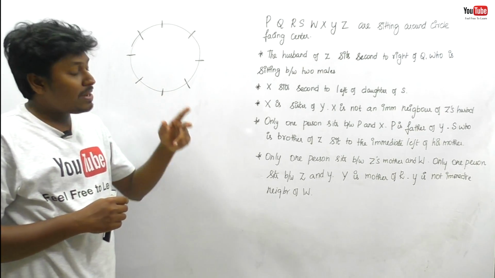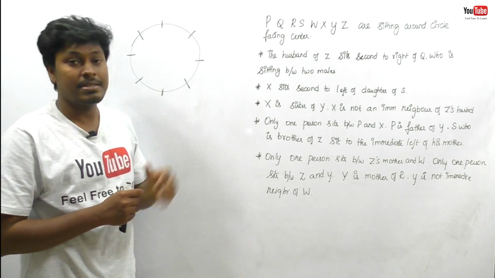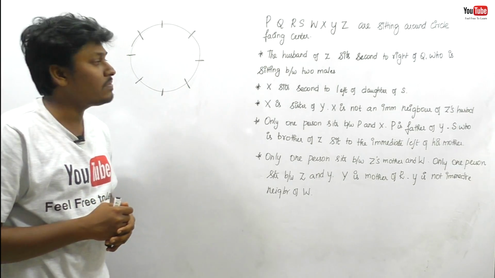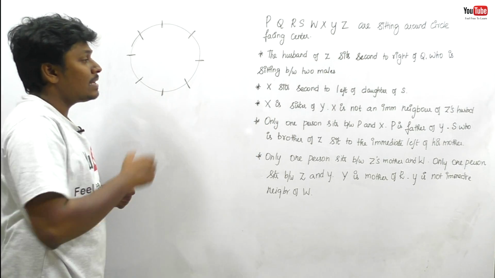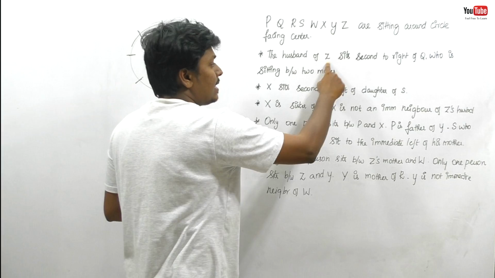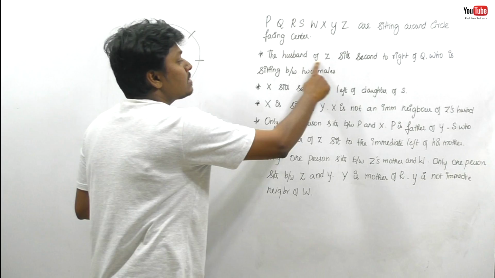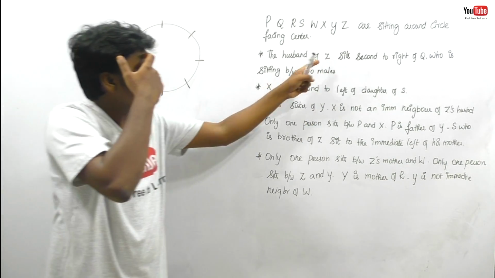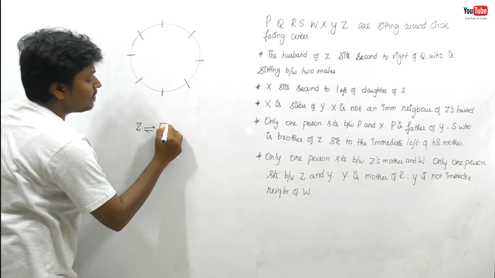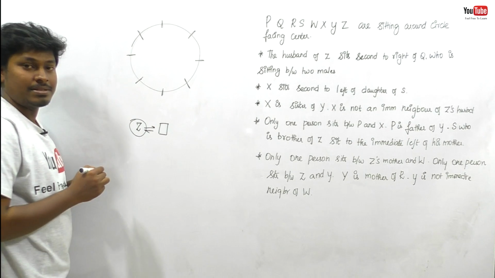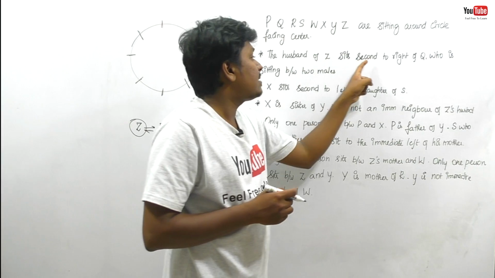So friends, in the previous sum also it is type number 1. So in order to make you strong, again this question is type number 1, right? So let me solve this question, friends, right? The husband of Z sits second to the right of Q. In the first line itself, we have noted one thing, that husband of Z. So if Z is having a husband, see here friends, we can definitely say that Z should be a female person, right? So if Z is having a husband, then Z is a female person, and sits second to the right of Q.